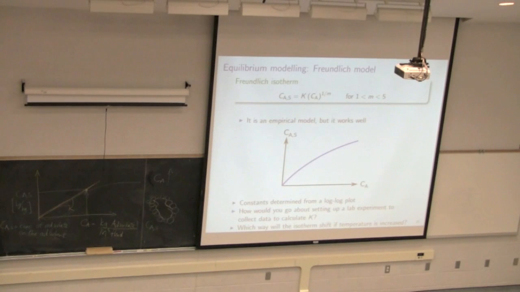Okay, so you need to measure CA or CAS? CAS. So which one can you measure? Can you measure CAS? Not directly. Not directly. And what if you measure it by inference? Can you measure it in some other way?